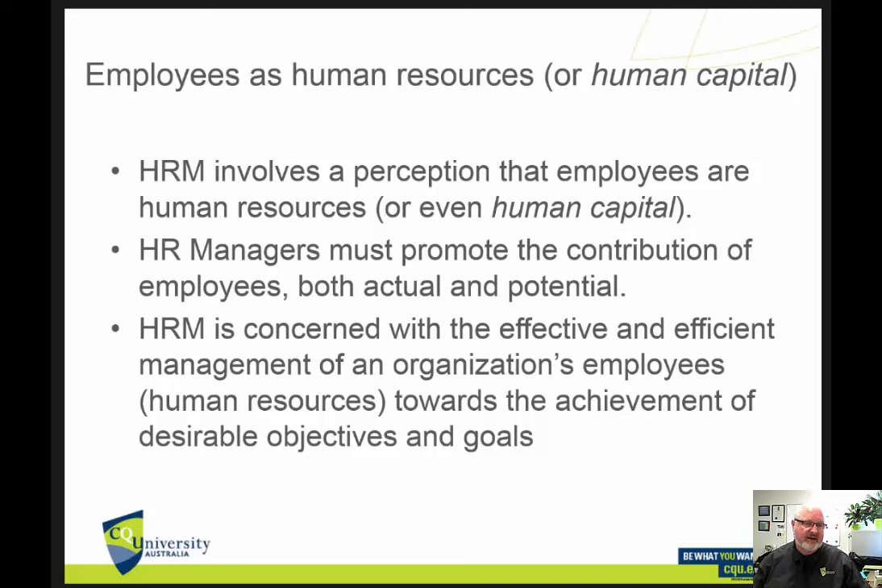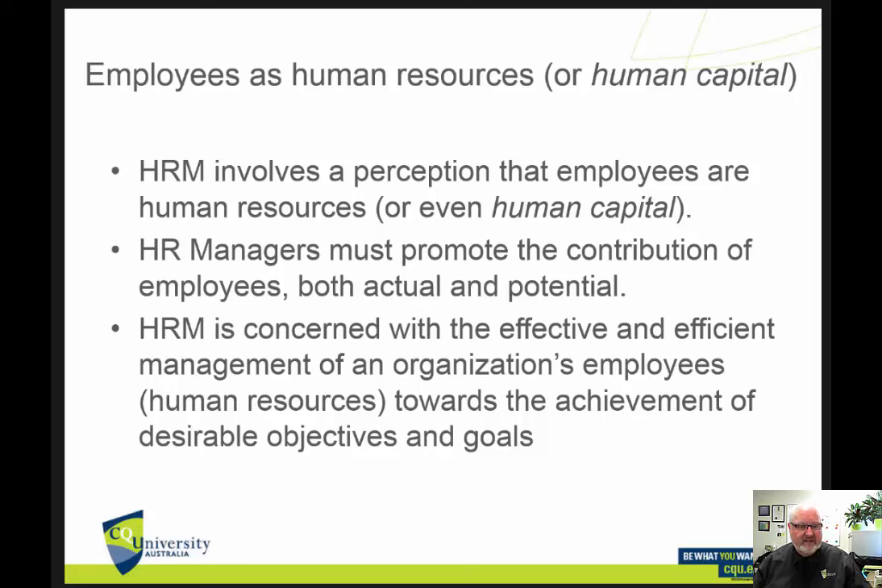And when we consider employees as human resources, what HRM is involving itself with there is a perception that employees are human resources, that they are involved in the production process, that the production process can't happen without them, that they are definitely required. If it's not a manufacturing industry and it's a service-based industry, well, those human resources, human capital, are vital in order to succeed and provide that service ultimately to customers that customers are going to value and be delighted with.